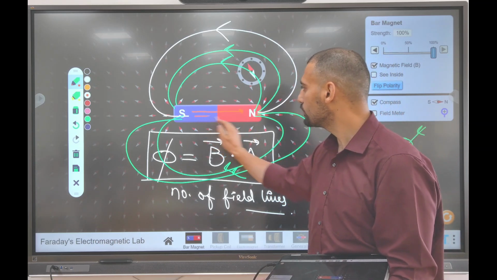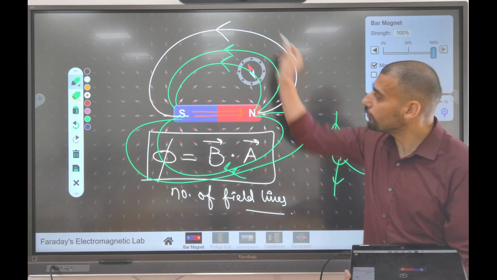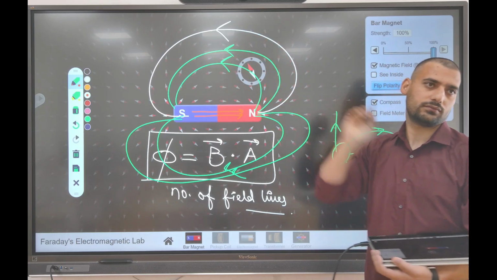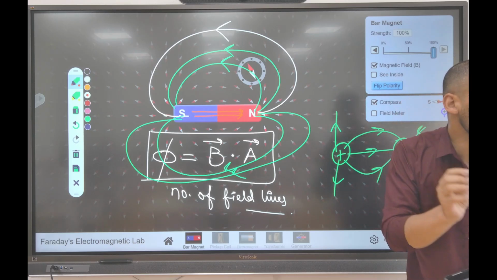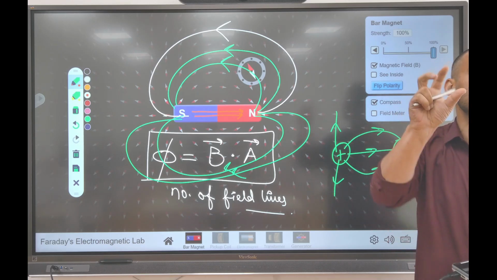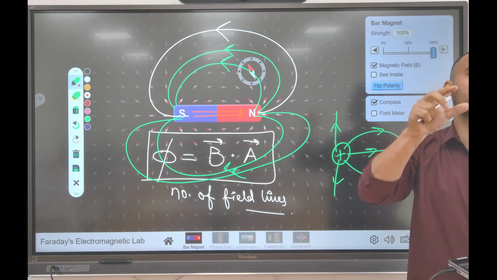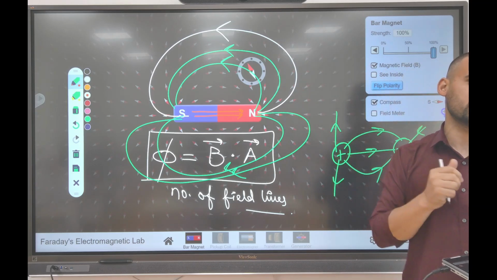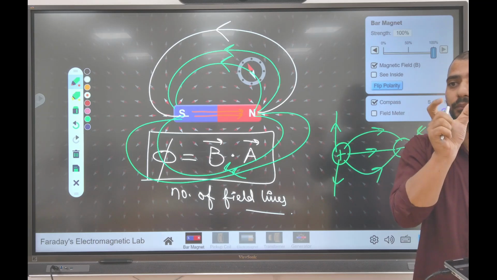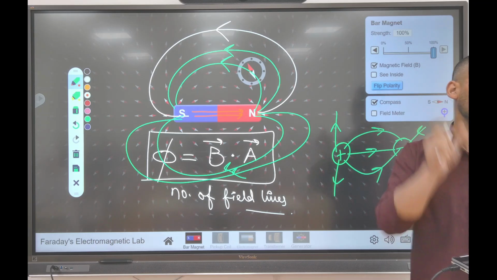They run from south to north like this. So they form closed loops. And that is the reason you will not have a north pole or a south pole in isolation. They are always present in pairs. Is that fine? They are always present together.